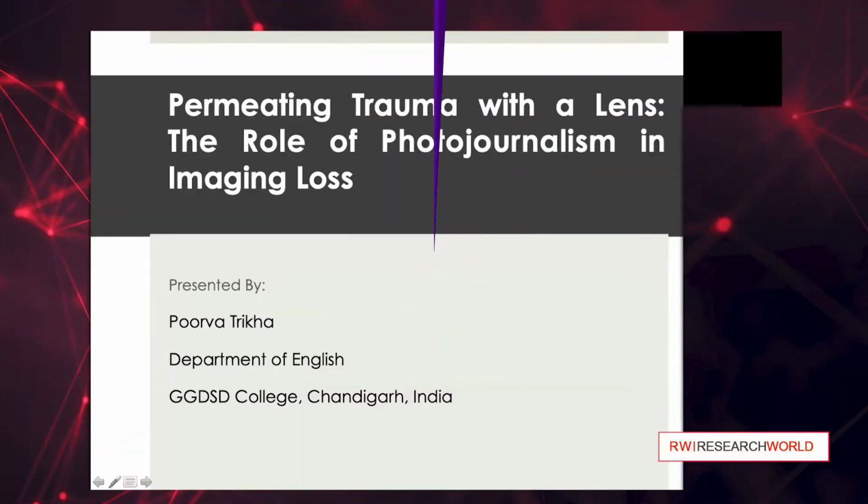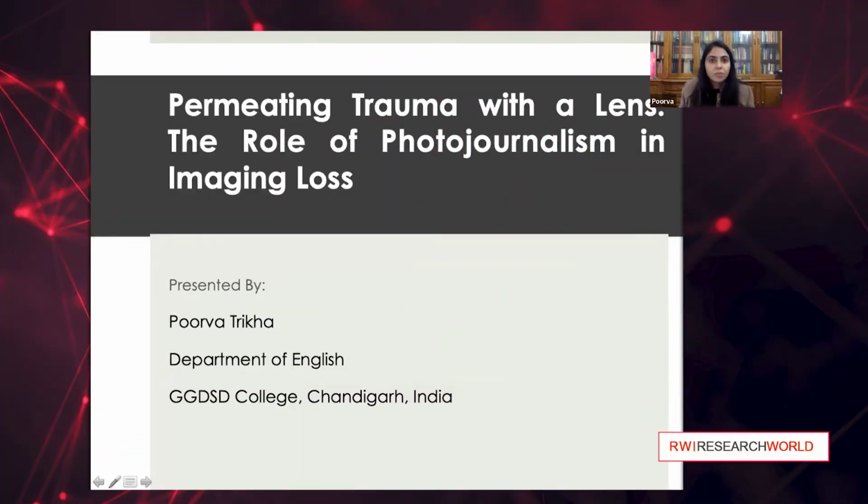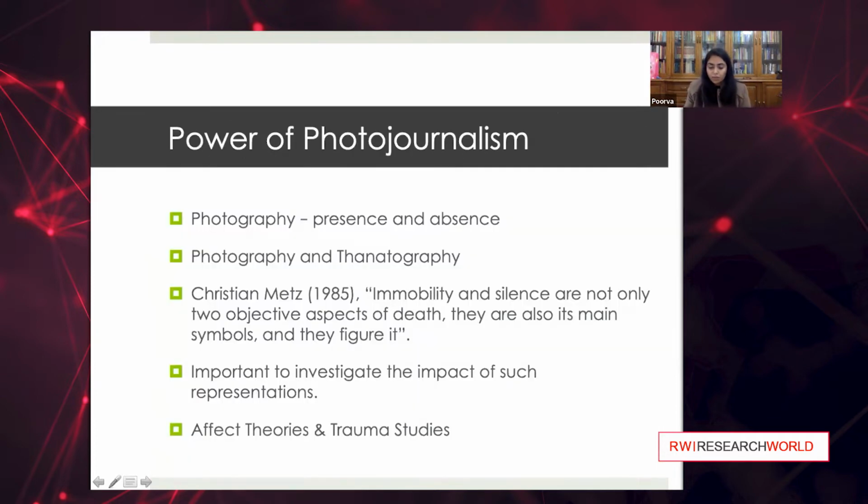Thank you. So the title of my presentation is Permeating Trauma with a Lens, and it talks about the role of photojournalism in imaging loss. So what exactly does my paper talk about? I wanted to reflect on the nature of photography and its relationship with loss and thanatography, its kinship with the idea of death, and how it actually affects the viewers.